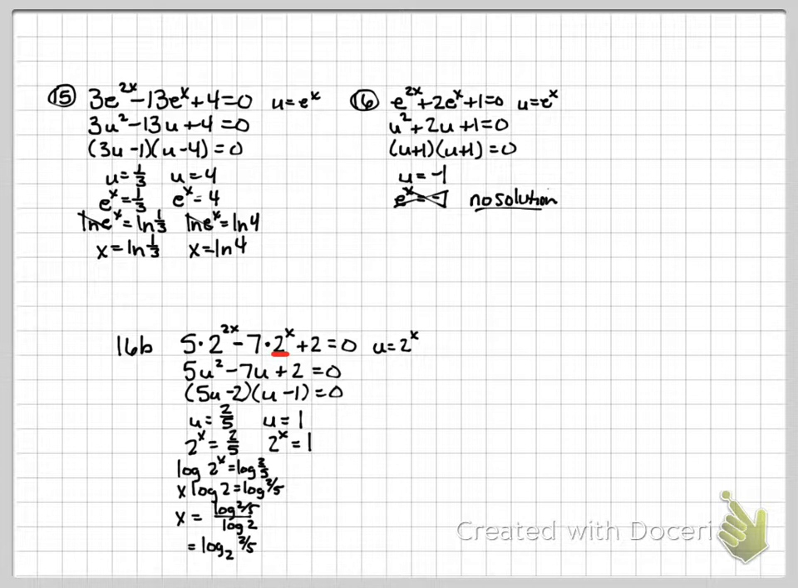Okay, now let's look at the other one. I get 2 to the x equals 1. Well, this is a special occurrence. You should realize that any positive real number to the 0 power always equals 1. So whenever you see a positive real number to an exponent, your variable, equals 1, x is also equal to 0. So you have 2 solutions here.